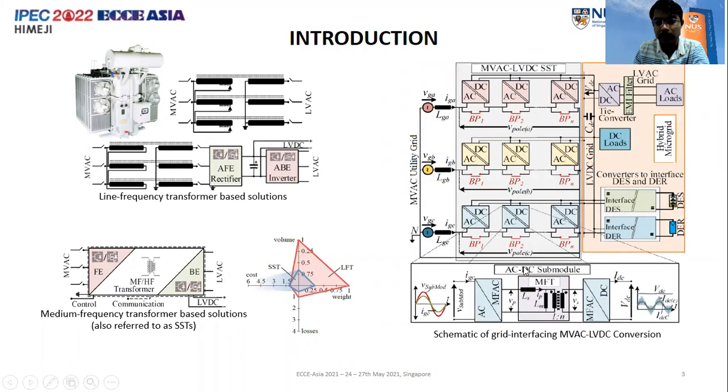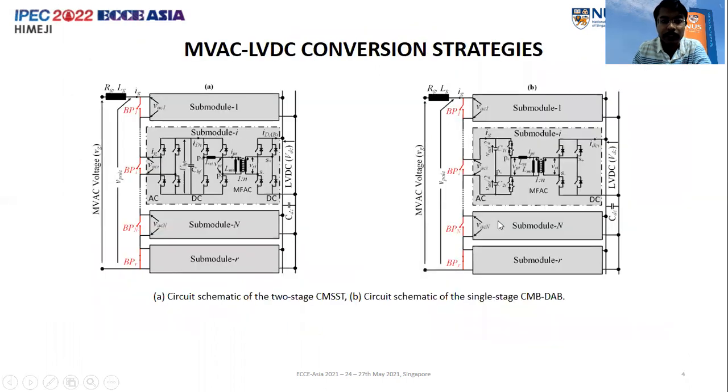Now here is a schematic of the grid interfacing MVAC-LVDC conversion, where one of the submodules is shown here. So it's in an input series output parallel configuration. Now delving deeper into the conversion strategies. So there are two major types of conversion strategies.